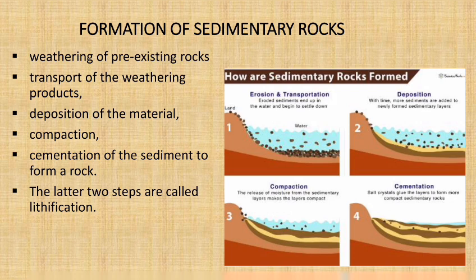Now both clastic and non-clastic sedimentary rocks, the base of formation is the same: weathering of a pre-existing rock. Suppose there is a rock and that is exposed to weathering. Now weathering has taken place, the material is being transported from one place to another place. When it is being transported from one place, it is being deposited in another place. Again, like this, all the particles are compacted, they are being cemented and they are being formed into another form of rock. This is also called lithification.